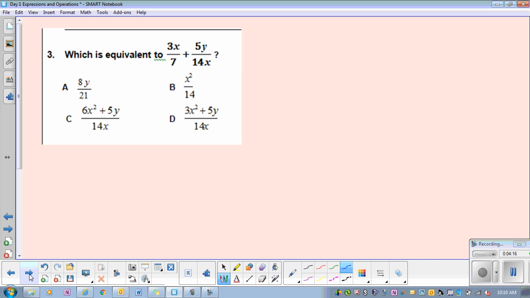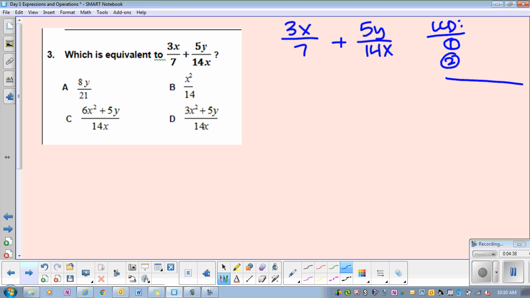So this, Abner, is when you do the LCD, okay? When you add or subtract fractions, that's when you have to do the LCD, okay? So we have 3x over 7 plus 5y over 14x. Let's find the LCD because right now their denominators are not the same. Fraction 1, what's on the bottom? Fraction 2, what's on the bottom? 14x. Break down 14. 2 times what? 7, and then you have the x, right?